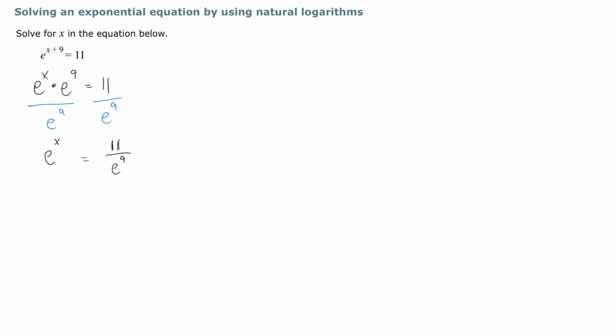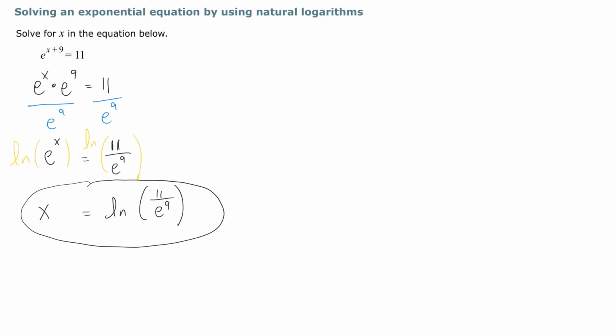Let's take the natural log of both sides. And on the left-hand side of the equation, we get x. It's now equal to the natural log of 11 over e to the 9th. And you're done. Remember, that is what we call an exact answer. Make sure you find your exact answers first, and if the problem asks you to approximate, you could approximate that on a calculator.